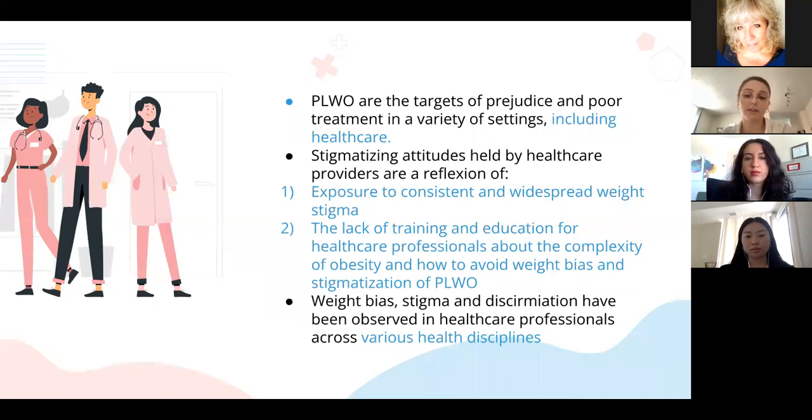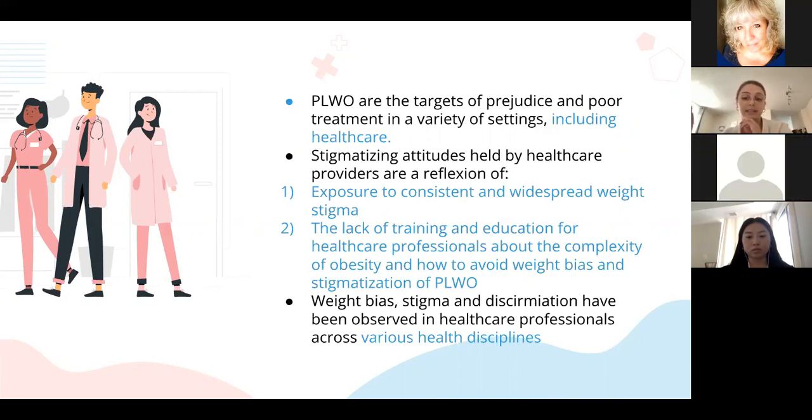The conscious and unconscious stigmatizing attitudes held by healthcare professionals are a reflection of two things. First is the exposure to consistent and widespread weight stigma. And two is the lack of training and education for healthcare professionals about the complexity of obesity, as well as how to avoid bias and stigmatizing attitudes that may impact care for people living with obesity. It should also be noted that weight bias, stigma, and discrimination have been observed in healthcare professionals and student trainees across various health disciplines.